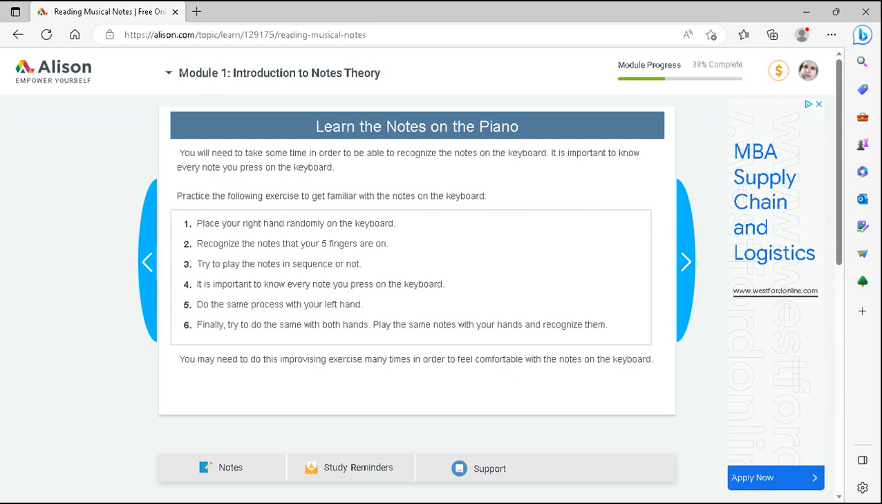We left off at this lesson, learn the notes of the piano, which I did not only on piano, but guitar and bass. So we're going to move on to the next slide.